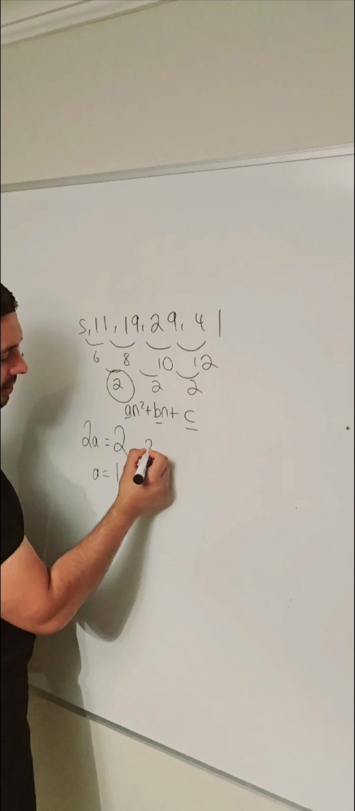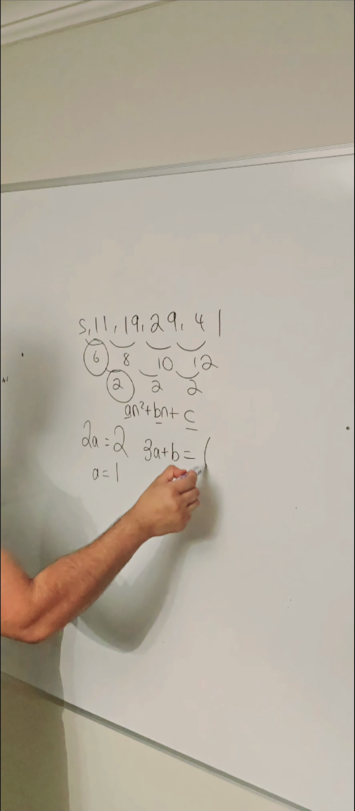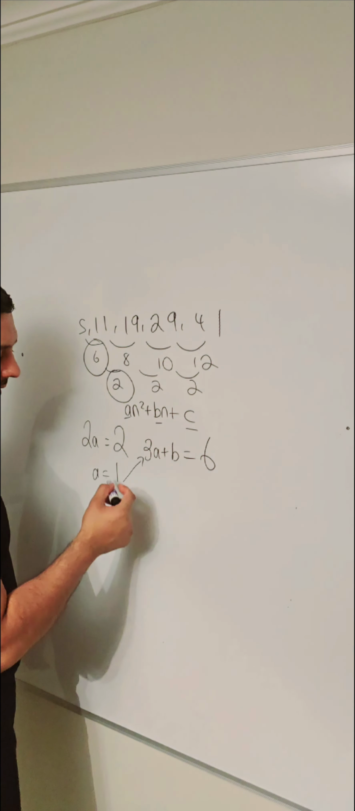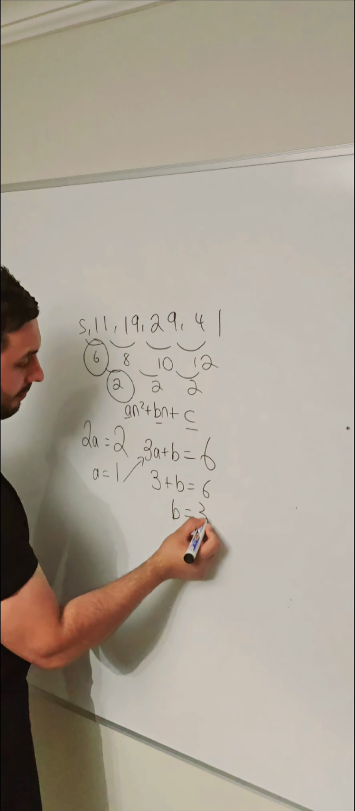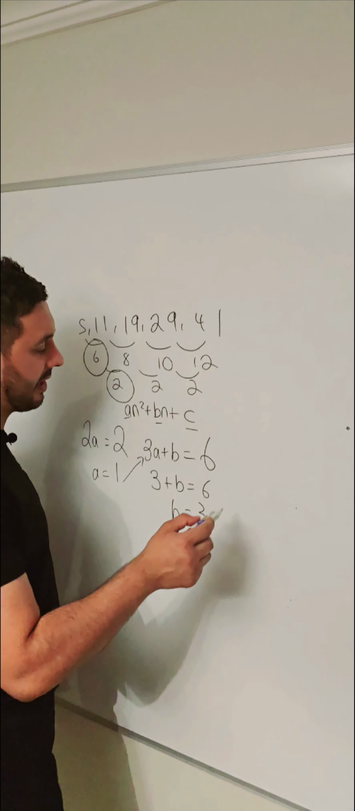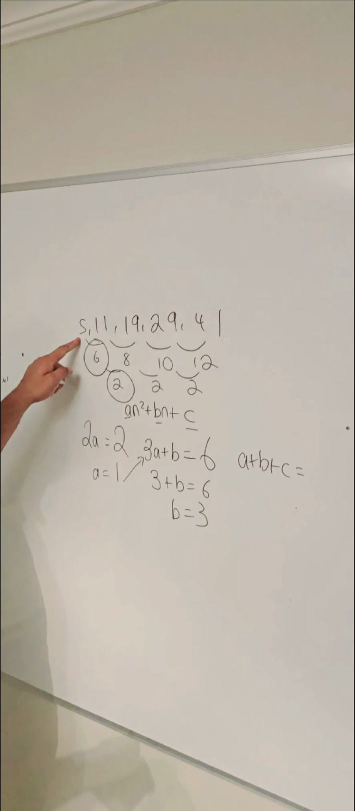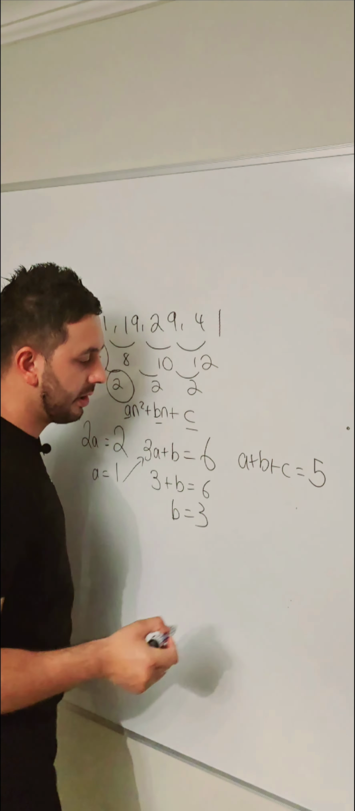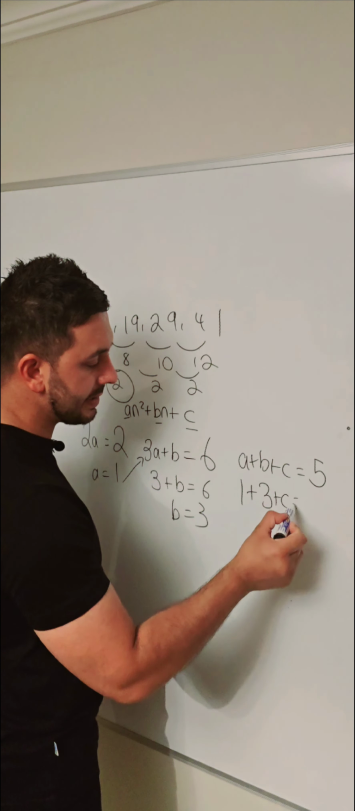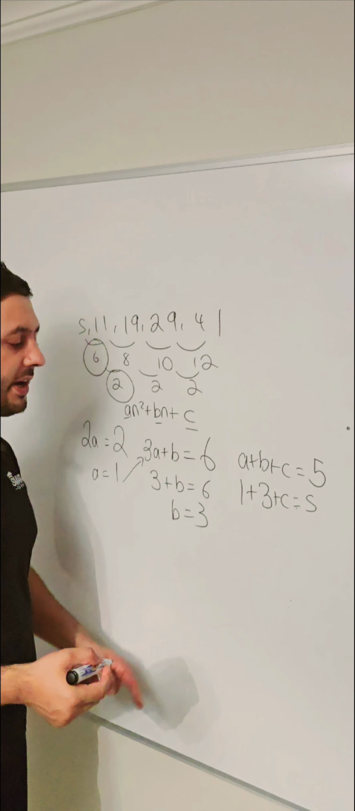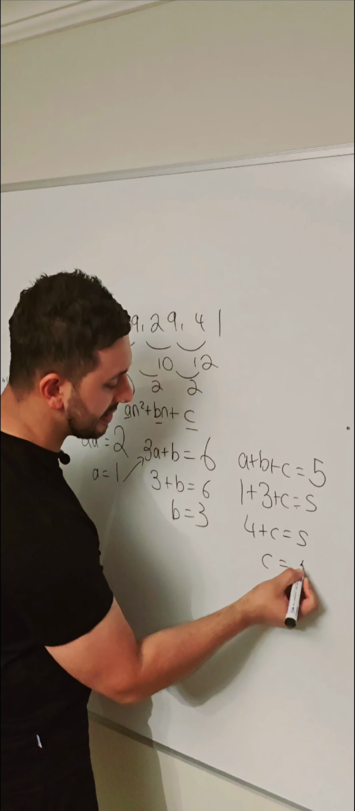To find the value of b, 3a plus b is always equal to that number there. The value of a is 1, so replace 3a with 3 times 1, which is 3, and make it equal to b. The b has a value of 3. And finally, to find the value of c, a plus b plus c is always equal to the first term. The first term is 5. The value of a is 1. The value of b is 3, plus c is equal to 5. Now we're going to simplify that and rearrange to make c the subject. 4 plus c is equal to 5. Therefore, c is equal to 1.